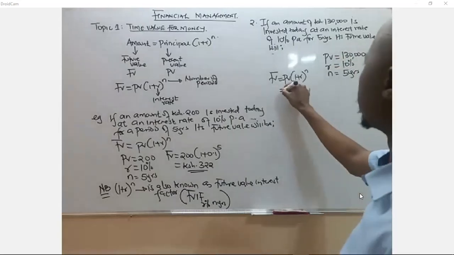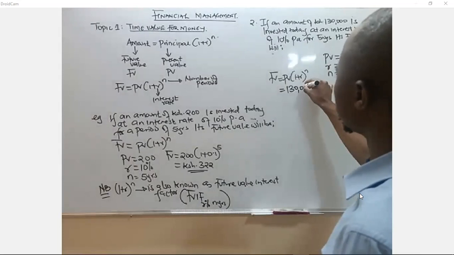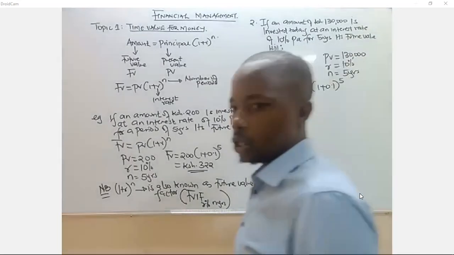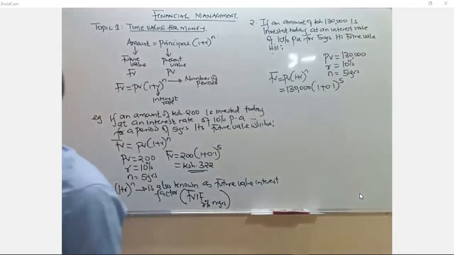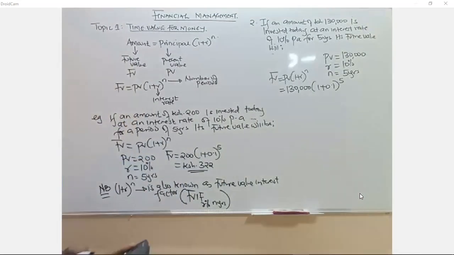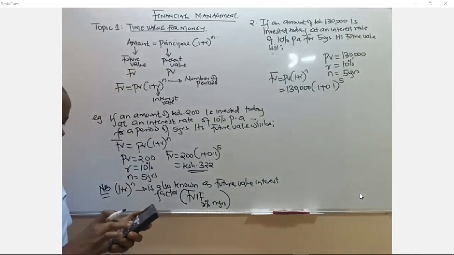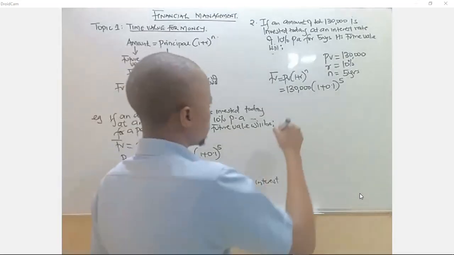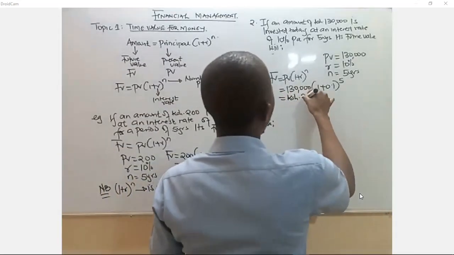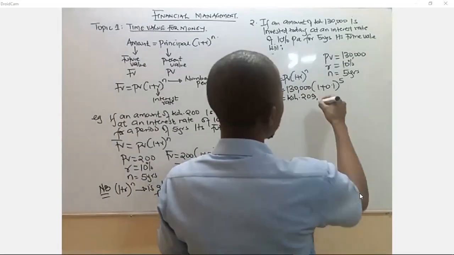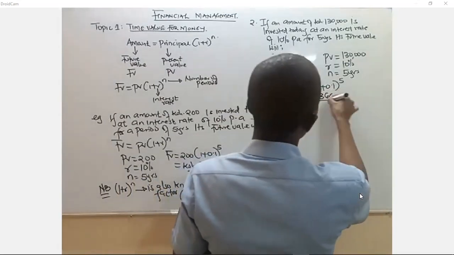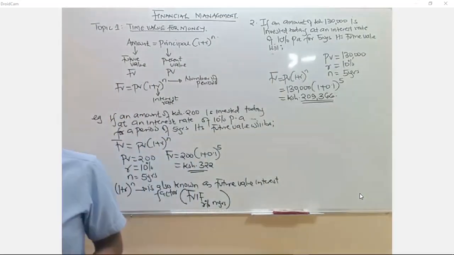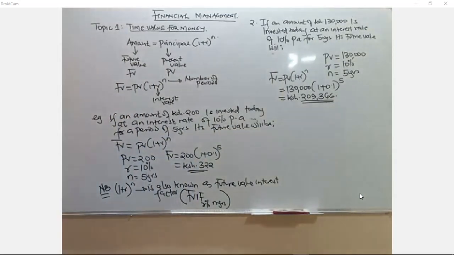So to determine the future value, we take the present value, which is 130,000, times 1 plus 0.1 raised to power 5. So take out your calculator. I just say 1.1, very simple, raised to power 5. Then we multiply by 130,000. You are going to get Kenya shillings 209,366. You can see if you leave your savings somewhere in a fixed deposit account, how much you can expect after a period of 5 years.